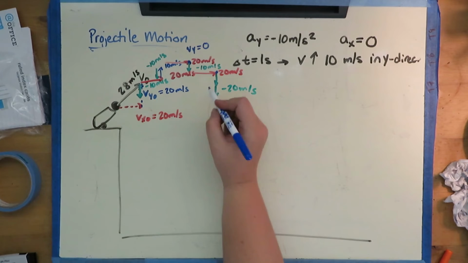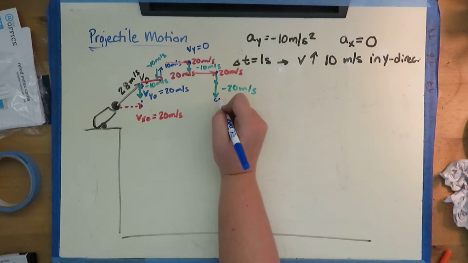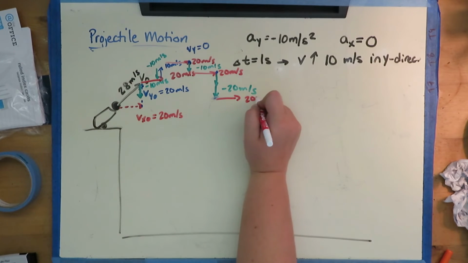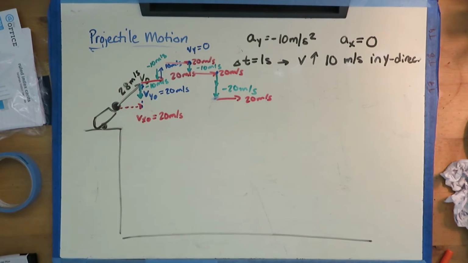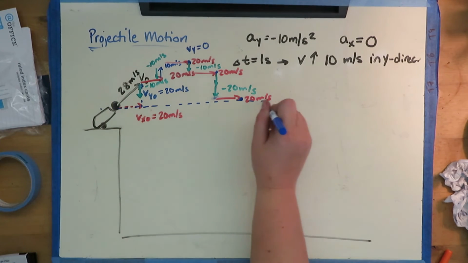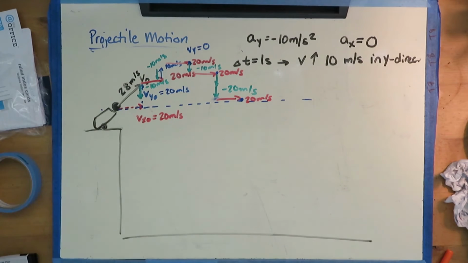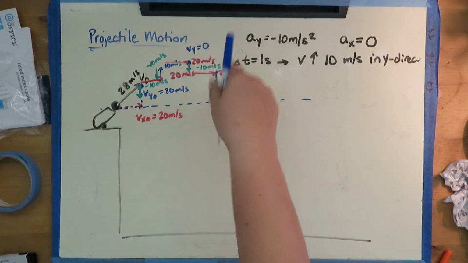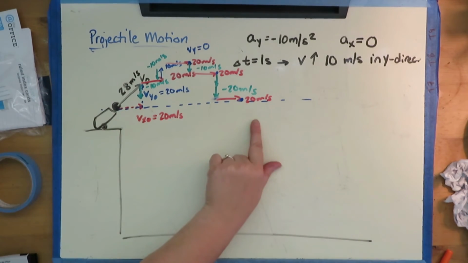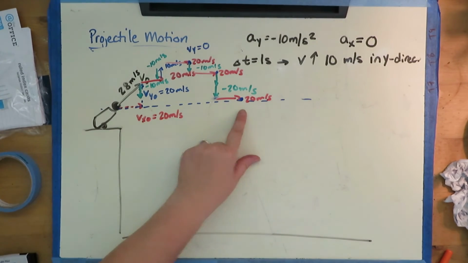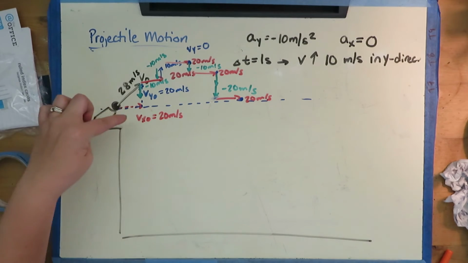And if I did this right, oh, I forgot to go horizontal. 20 meters per second. So that would be here. And if I did this right, that should magically be at the exact same launch height. At this point in time, I'm going negative 20 meters per second downwards and 20 meters per second to the right, which means my velocity at this point is 28 meters per second.